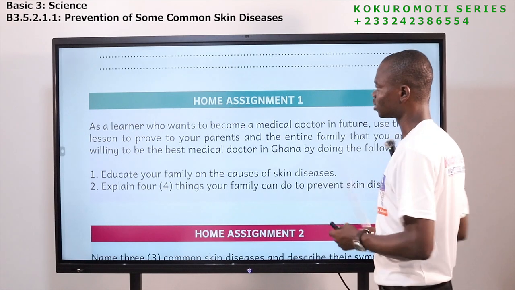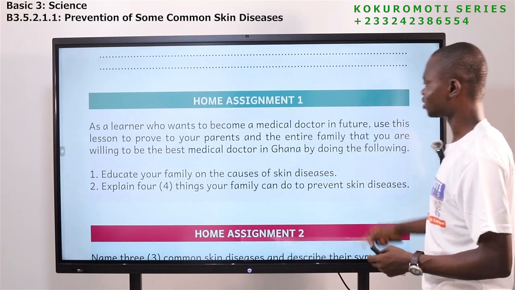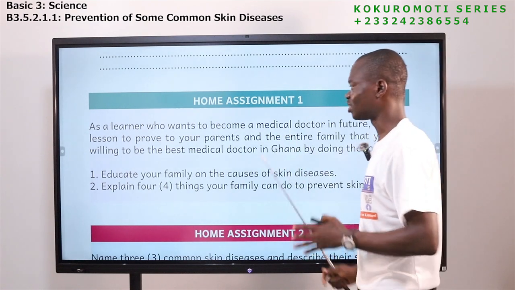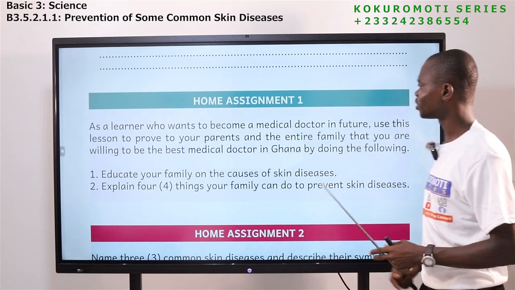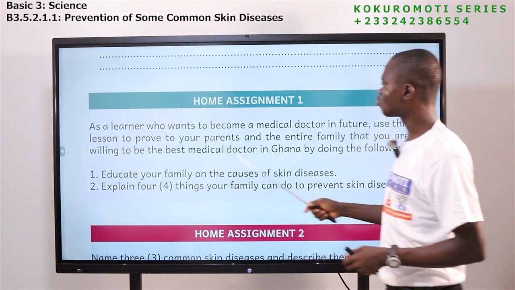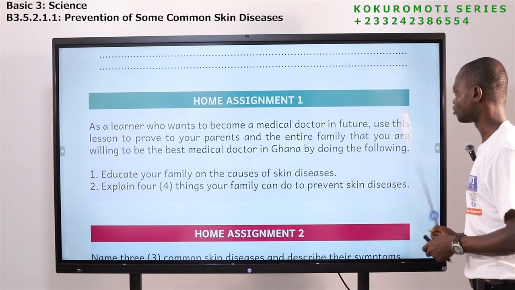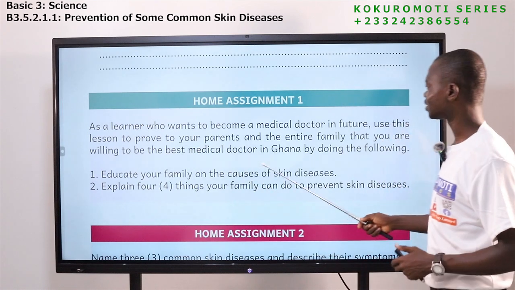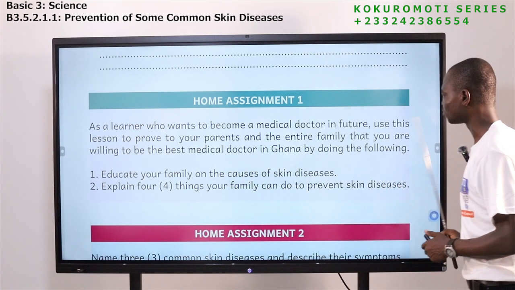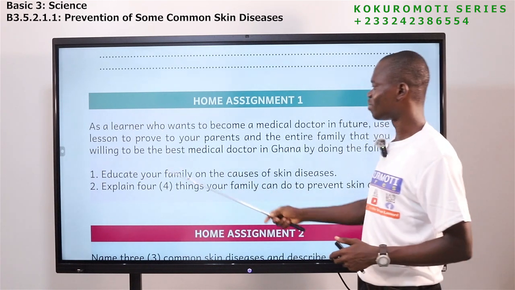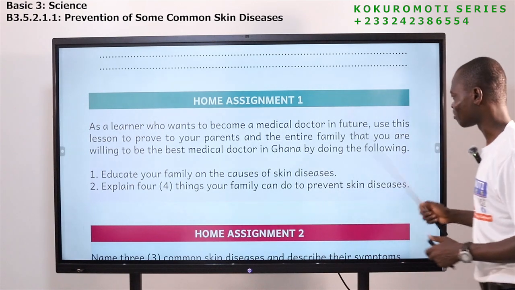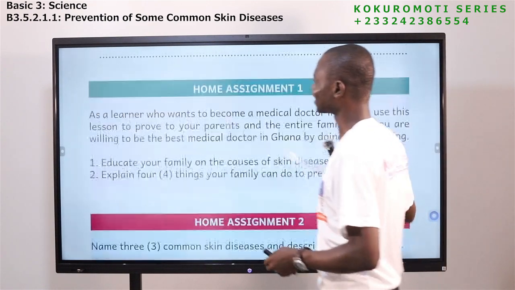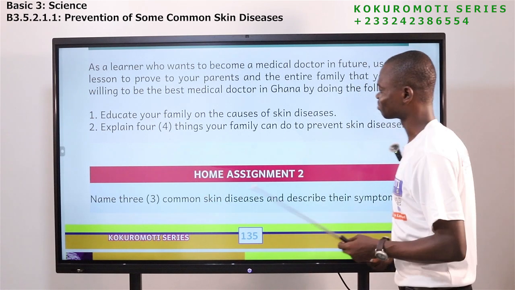Home assignment 1. So this is your home assignment. And I've told you that our home assignment 2 comes in a practical way. Now let me read it for you. As a learner who wants to become a medical doctor in future, use this lesson to prove to your parents and the entire family that you are willing to be the best medical doctor in Ghana by doing the following. Listen to the question again. It's so practical and very interesting.